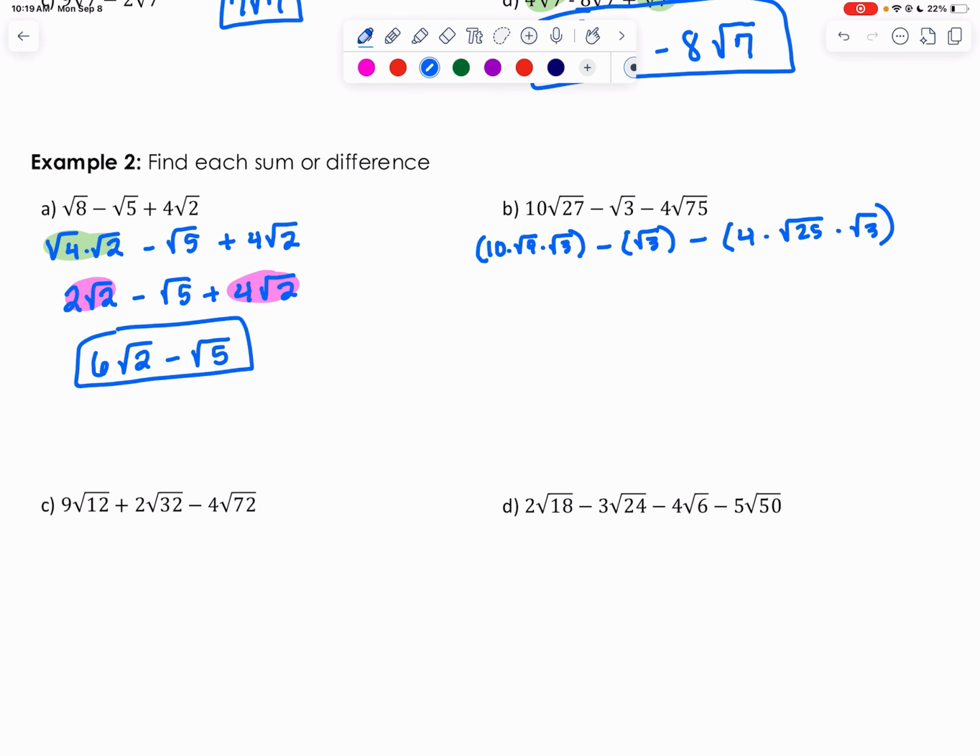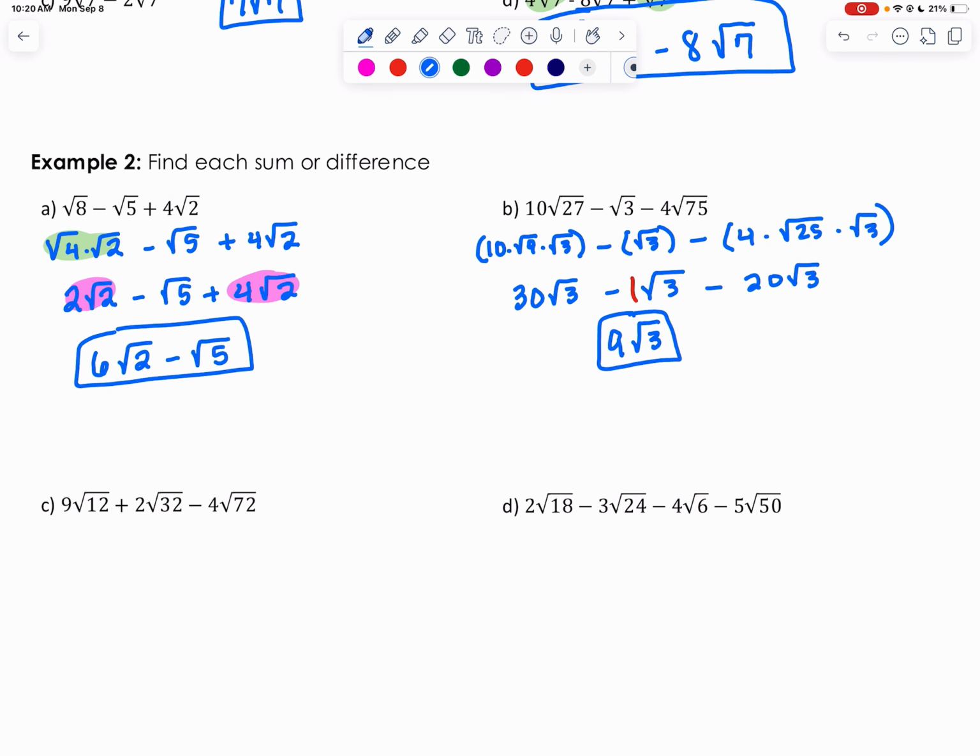All right, now let's simplify that a little bit more. In our first parenthesis, the square root of 9 is 3. So 10 times 3 would be 30 square root 3 minus square root 3. And then here, square root 25 is 5. 4 times 5 is 20 square root 3. Now, just in case it helps you, I'm going to put a 1 here, because now we're going to combine our like radicals. So 30 minus 1 would be 29, and 29 minus 20 would be 9 square root 3.